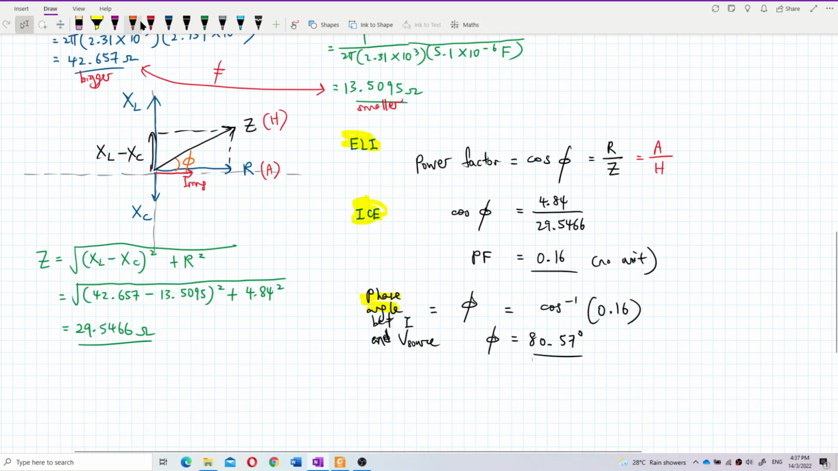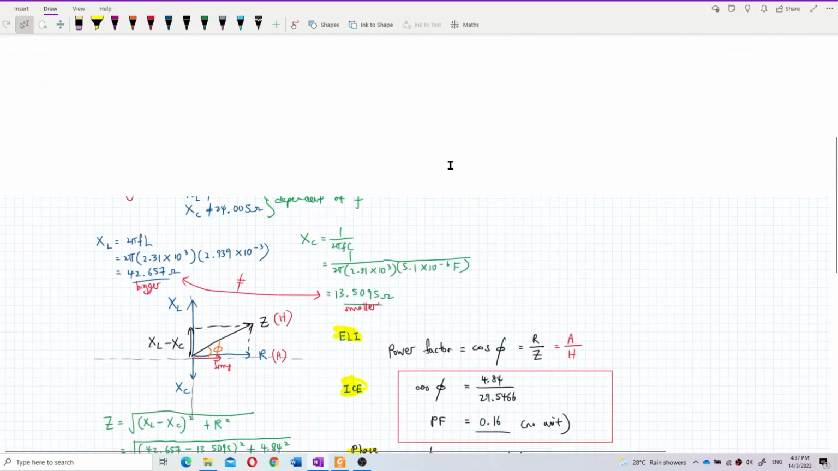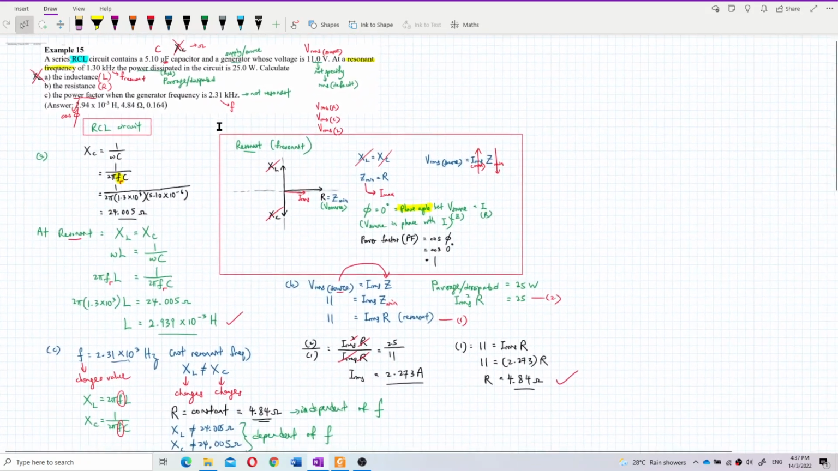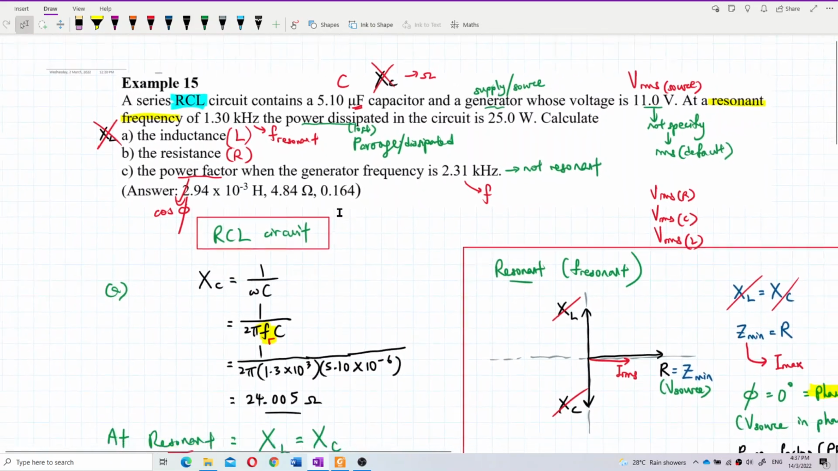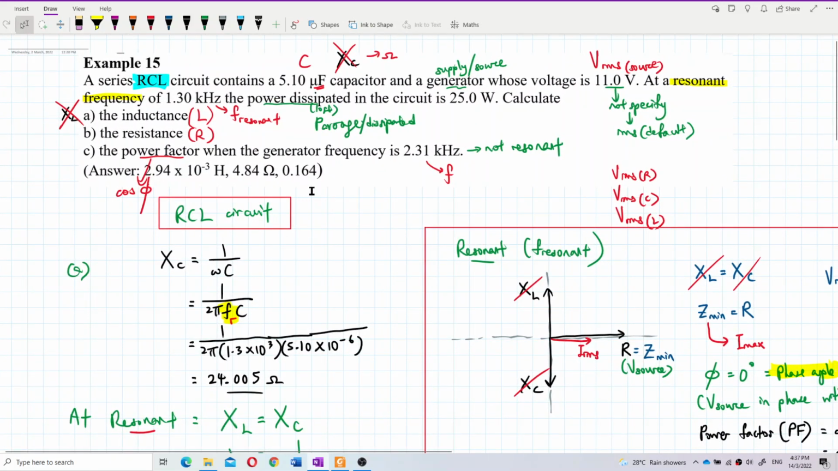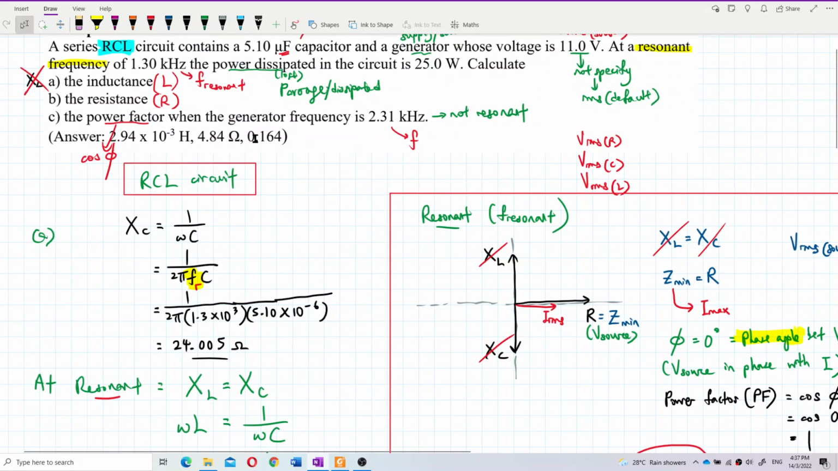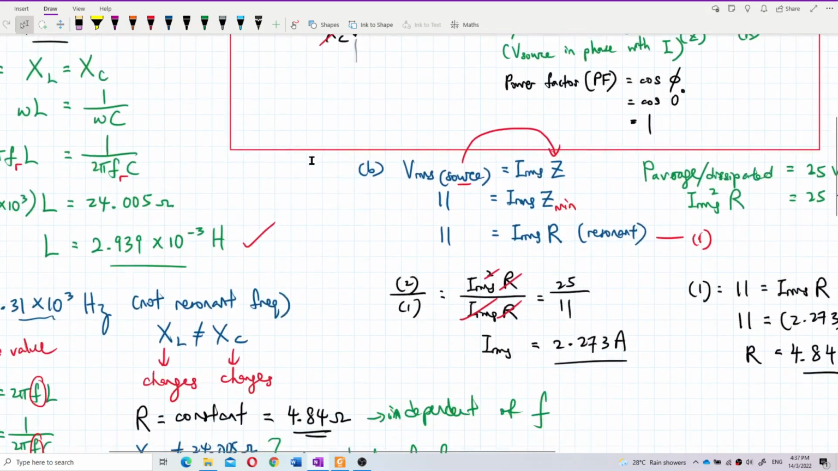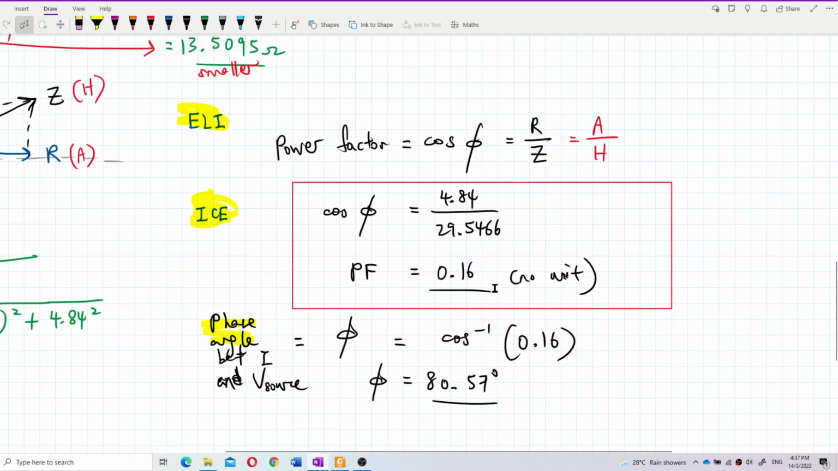What we want to find is just this one, the cos phi. Understand? The phase angle is what you get when you anti-cos, the angle between current and voltage. But our power factor is just 0.16, and no unit. So is the answer correct? 0.16. Whoa, I'm correct again. It's jackpot again. 0.164, that's correct. So my answer is 0.16. Yeah, my answer is correct.